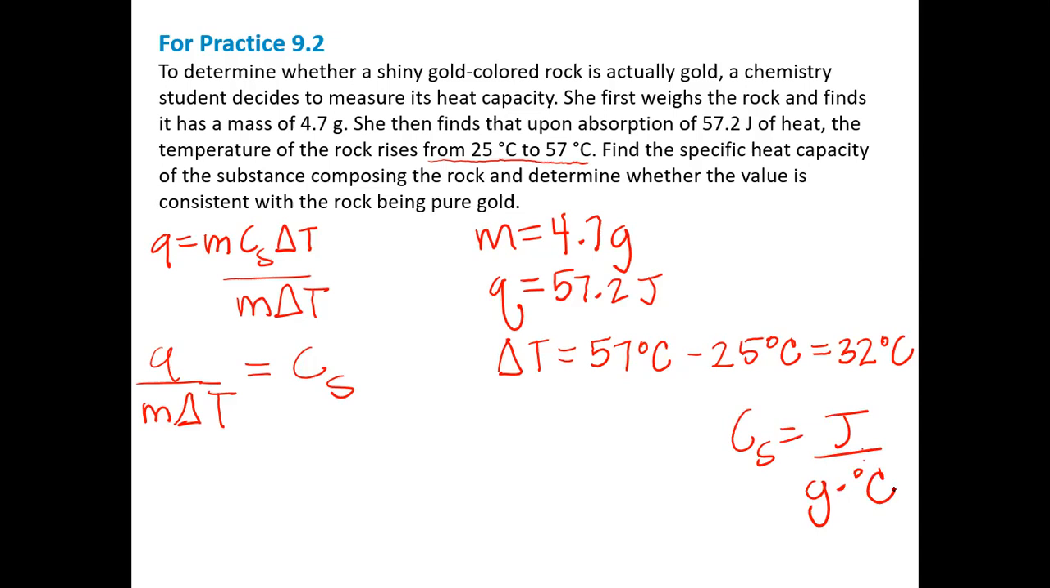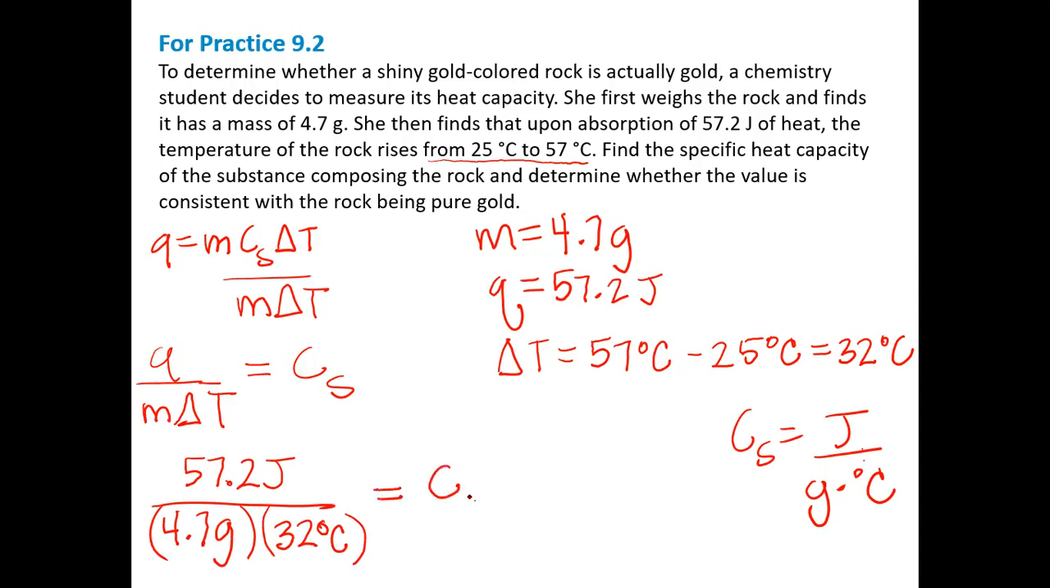Okay, so plug in your numbers. We got 57.2 joules. Mass is 4.7 grams. Delta T is 32 degrees C. That's going to give us our specific heat. 57.2 divided by 4.7 times 32.